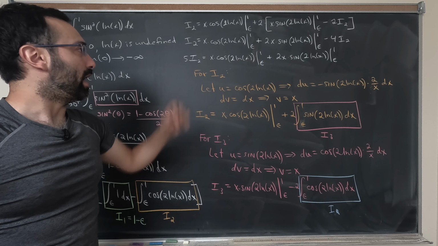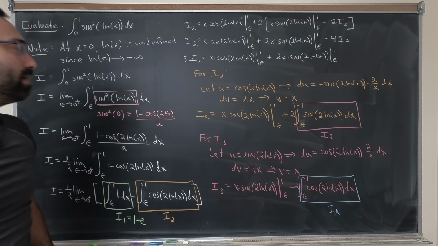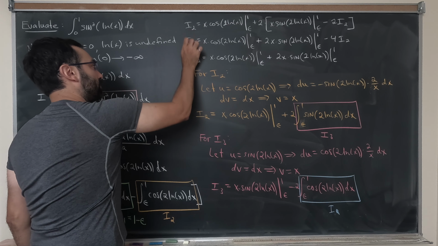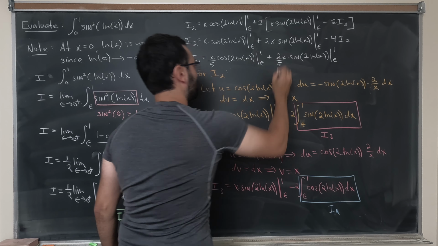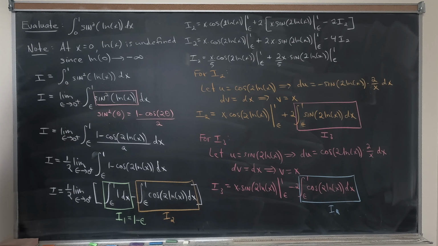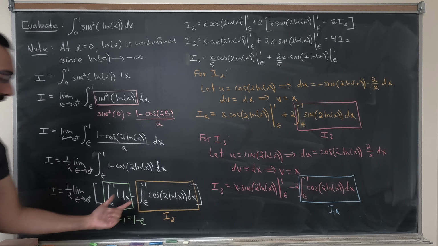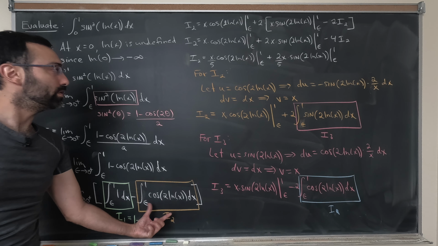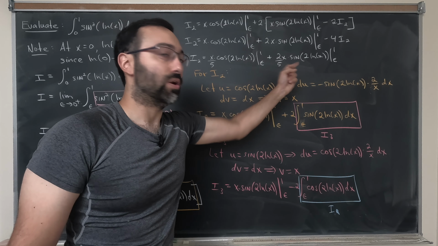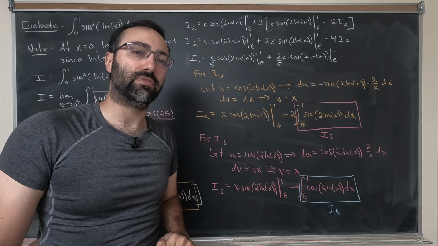Okay, great. But what's I2? We can divide through by 5. And there we have it. Now we can go back and say that I is the following. Half the limit as epsilon goes towards 0 from the right of all of this. In green we have 1 minus epsilon minus I2 here in orange. Well, now that's this quantity right here. So let's go to the next board and finish this up.